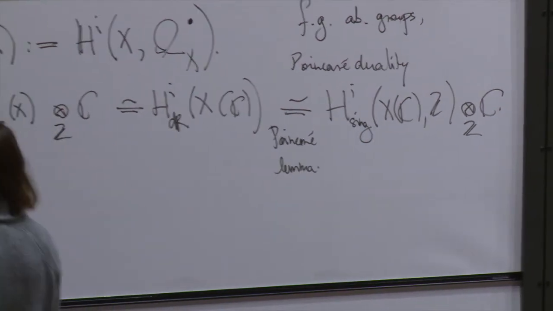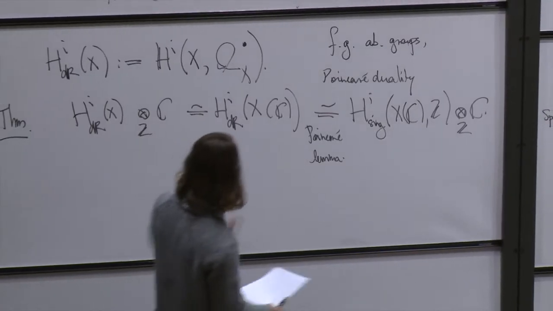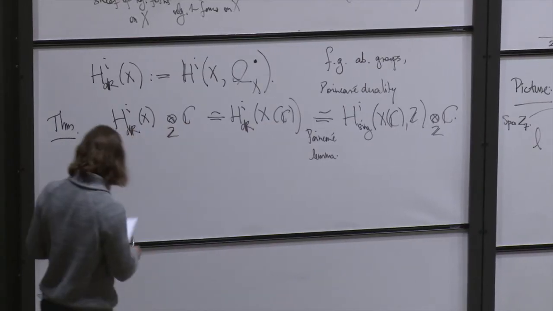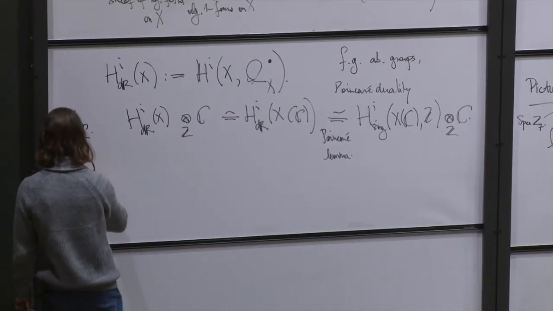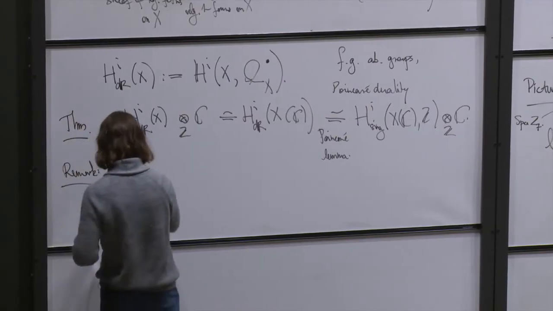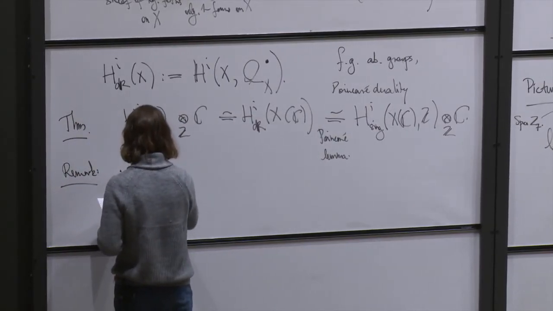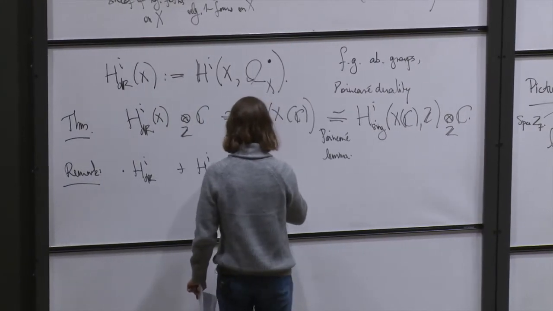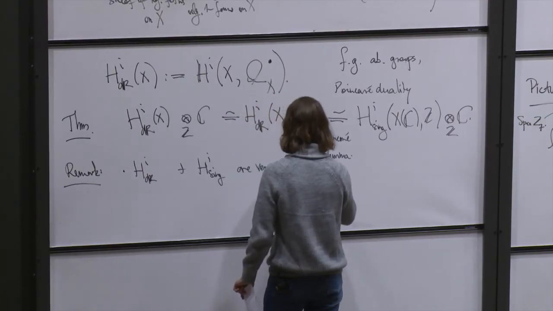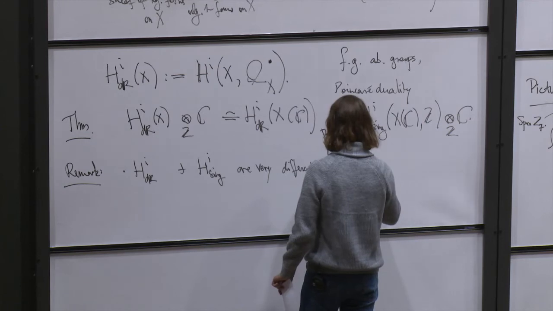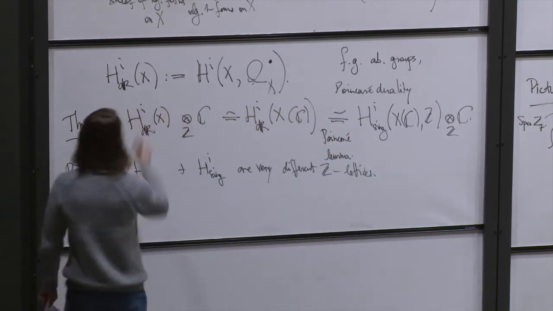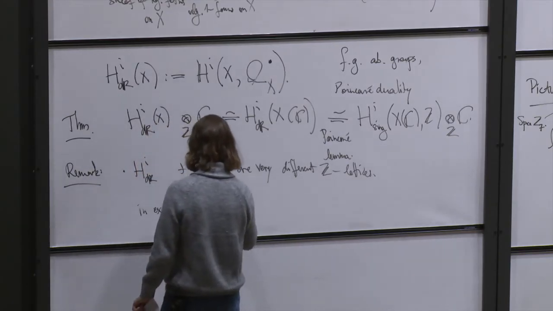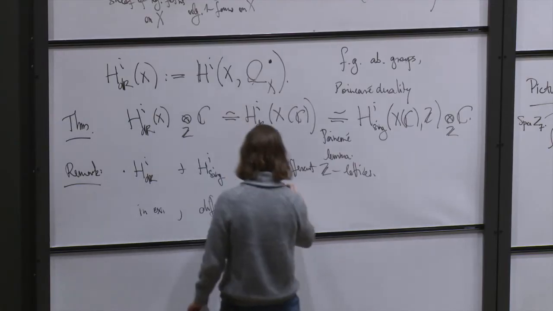And so what you get here is some finite dimensional C-vector space with two Z-lattices inside, but actually they are very different, and that gives rise to the famous periods in algebraic geometry. So we said H^1 de Rham and H^1 singular are very different Z-lattices. So in the simplest examples, they differ by exactly what we computed above.